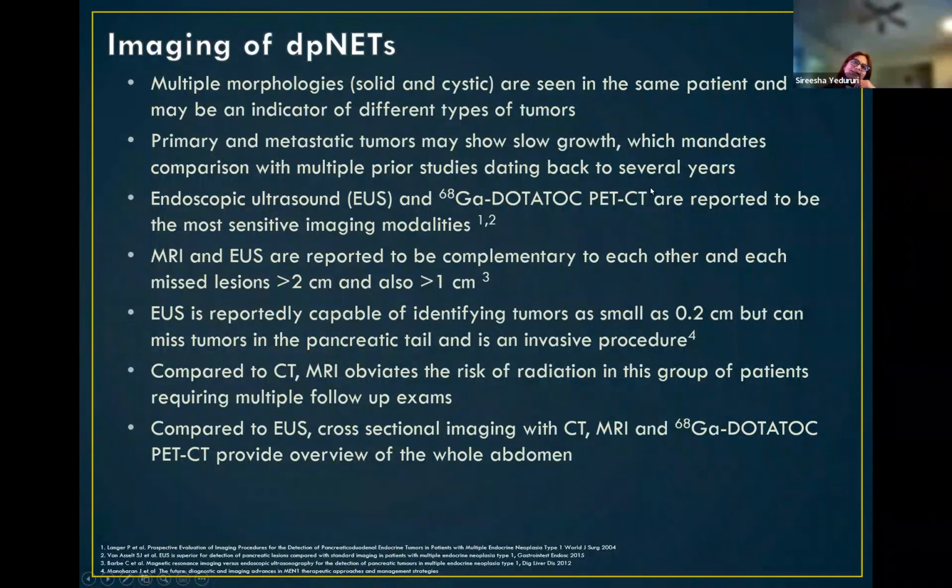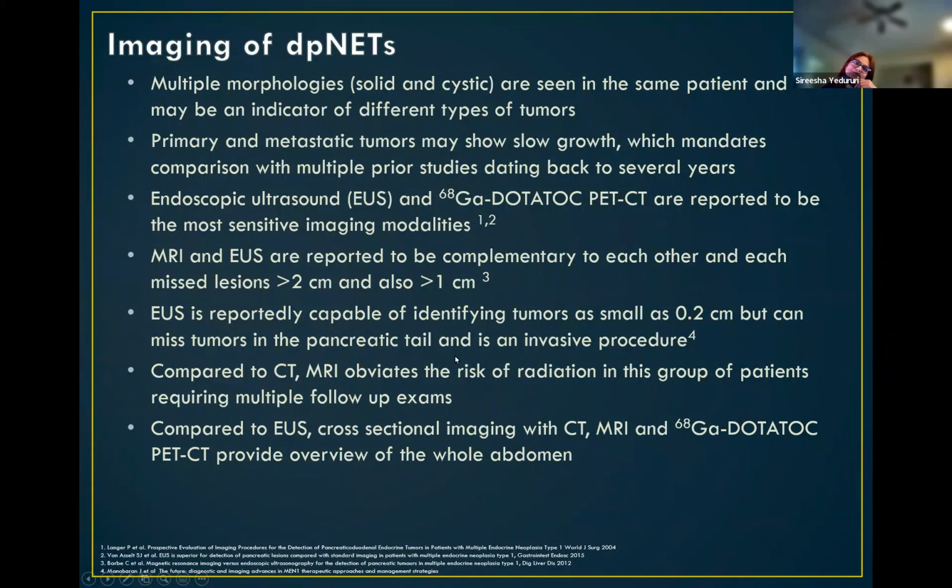Endoscopic ultrasound and gallium dotatate PET CT are the most sensitive modalities, but also MRI and ultrasound. This talk is not about which modality is the best. I think every modality acts as a complementary modality to the others. MRI and EUS are reported to be complementary to each other, and each misses lesions, including some greater than 2 centimeters and also 1 centimeter cube volume. EUS is reportedly capable of identifying tumors as small as 0.2 centimeters, but can miss tumors in the pancreatic tail, and is an invasive procedure.